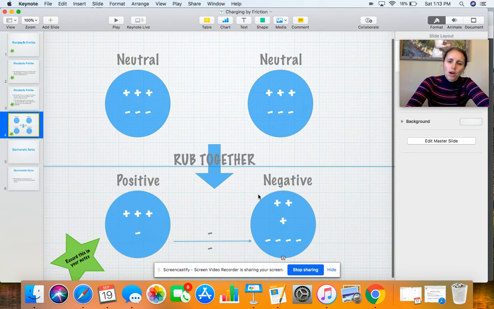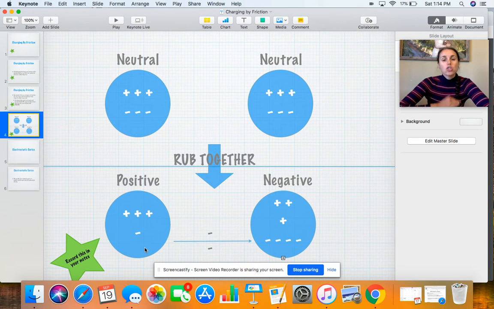So let's see what's happening. This one now has more negatives in it. It has 3 positives and 4 negatives. The number of negatives outweighs the number of positives, so this is going to be a negative object. What's happened here is this object has lost negatives. Since it's lost negatives, the number of positives outweighs the number of negatives, so it's going to have an overall positive charge. So when you're charging by friction, you have two objects, you rub them together, and you always end up with two opposite charges, one being positive and the other being negative.